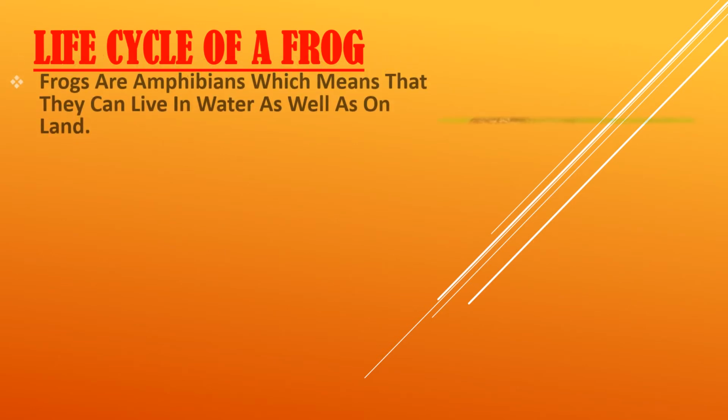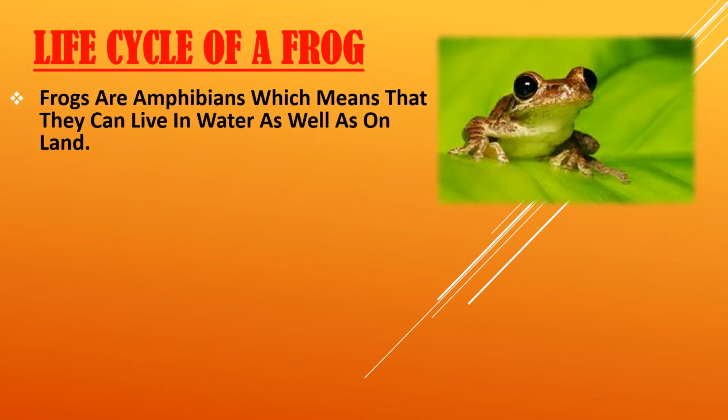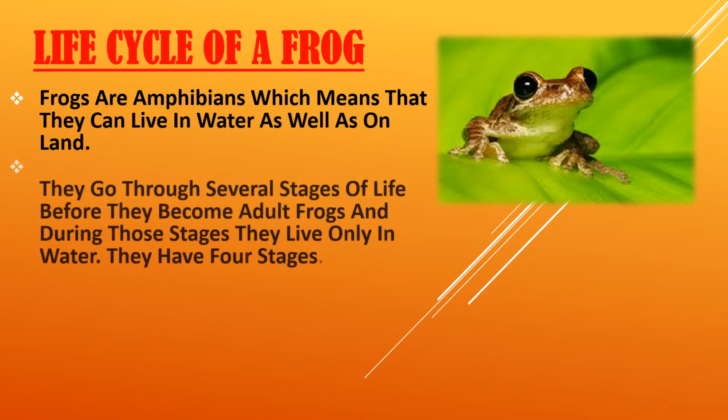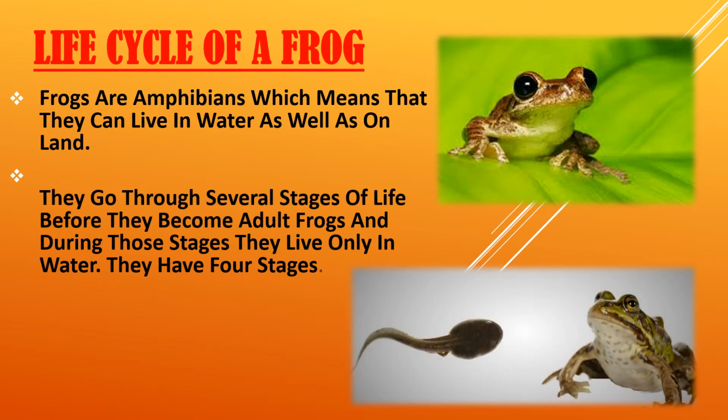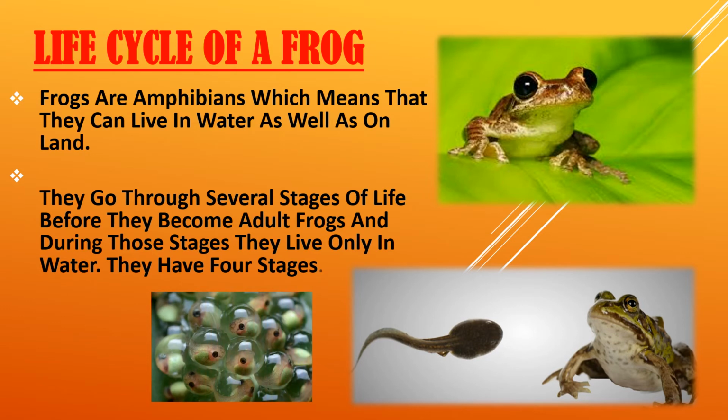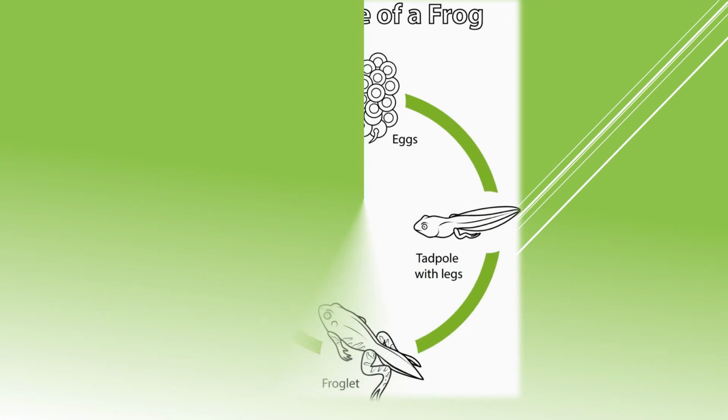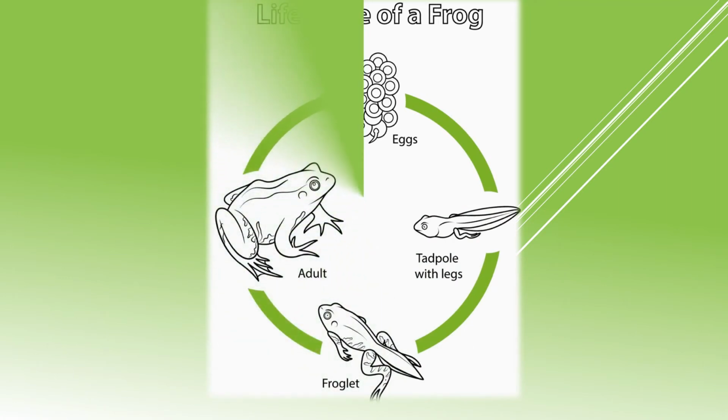Frogs are amphibians, which means that they can live in water as well as on land. They go through several stages of life before they become adult frogs, and during these stages, they live only in water. The life cycle of a frog has mainly 4 stages: eggs, tadpole, froglet, adult frog. Let's learn the stages one by one.